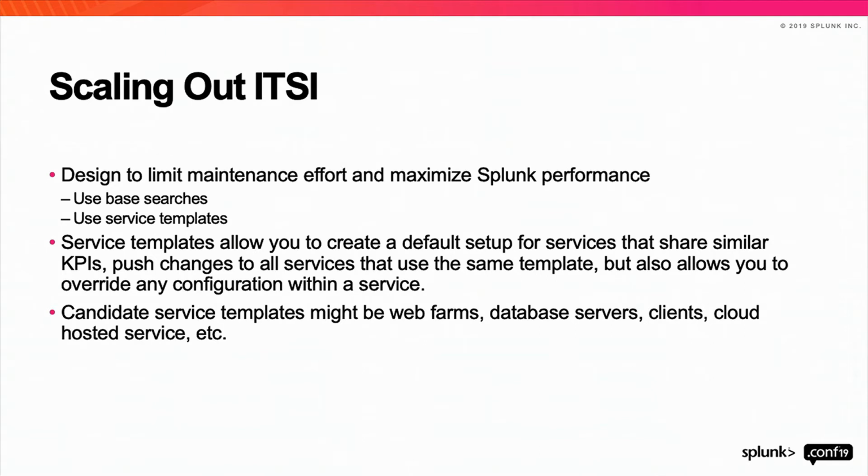We were crushing the search heads that were running ITSI, and it was because we weren't being very efficient with our searches at all. We were using a lot of ad hoc searches. So the solution to that is base searches. What is the difference between these two, right? Let's say you have 100 server farms, let's say web servers, 100 servers, and I want to know the CPU of all of those.